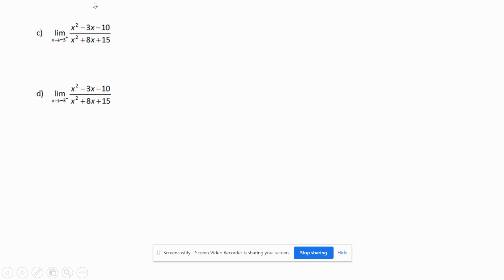Sorry, my pen stopped working on me, but I think it's working now. The question says we're going to calculate the limit as x approaches -3 from the right and then from the left of this function. I'm just going to factor everything I can. The top factors to (x - 5)(x + 2). The bottom factors to 2(x + 3)(x + 5).